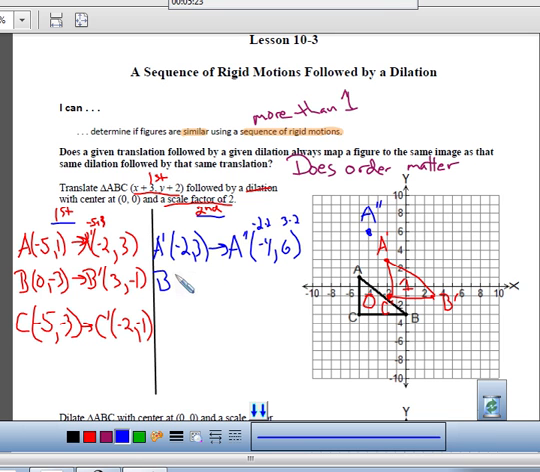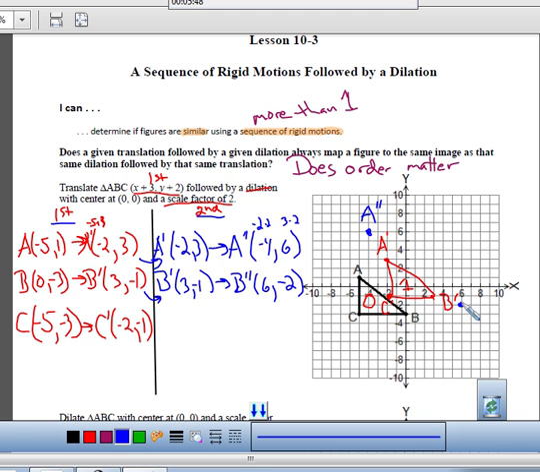B prime is 3, negative 1. I'm taking that right from here. And I'm going to double those values to get my B double prime. And I get 3 times 2 is 6. Negative 1 times 2 is negative 2. So I have 6, negative 2.